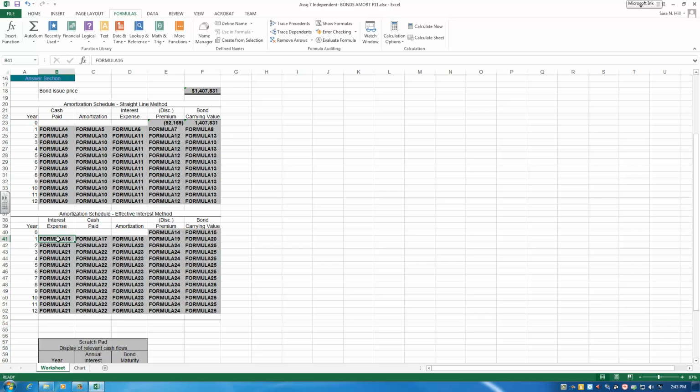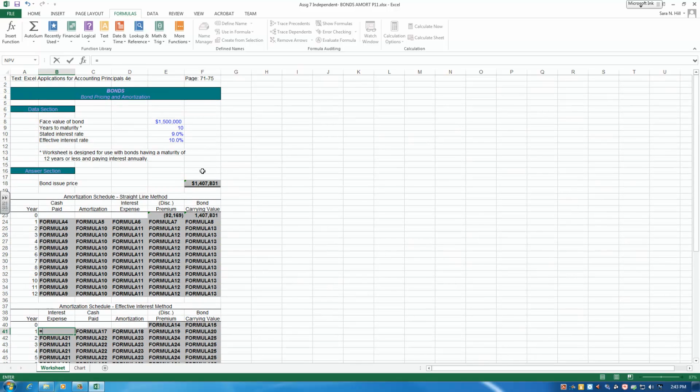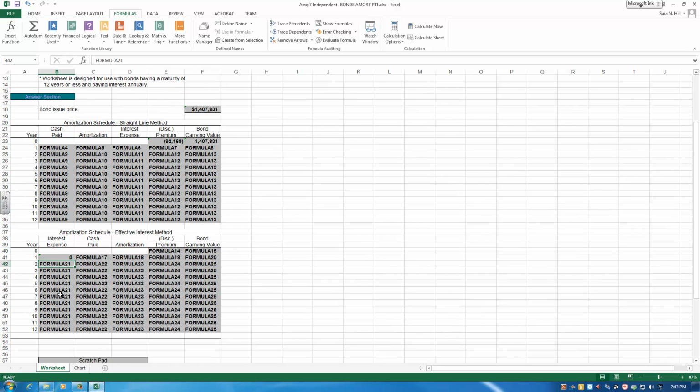Or, in this case, it would be equals E11 times F40. This isn't going to work right now because I don't have anything in here. But that's the formula you would use to get yourself started here with the interest expense.